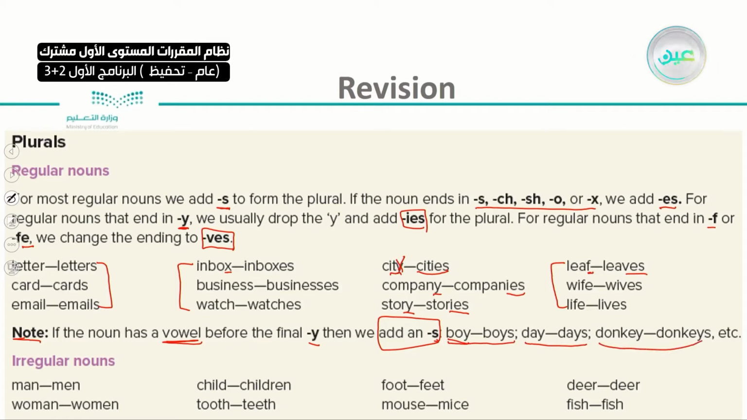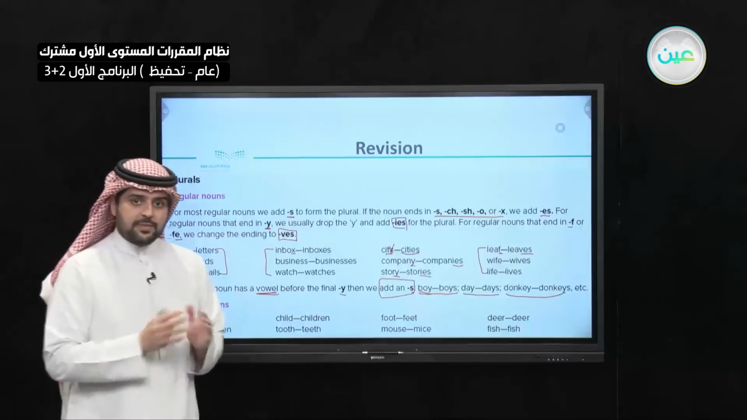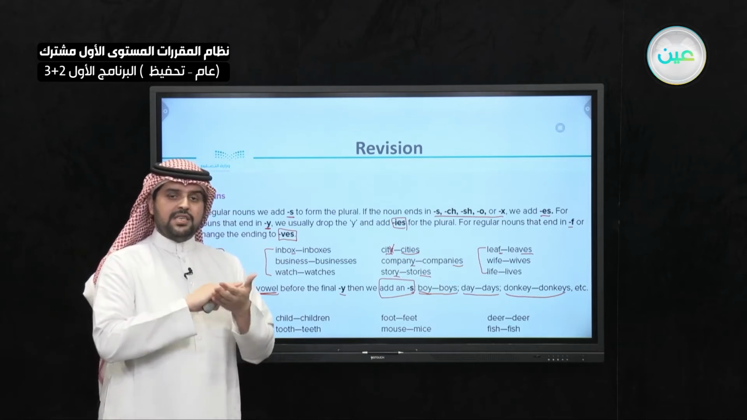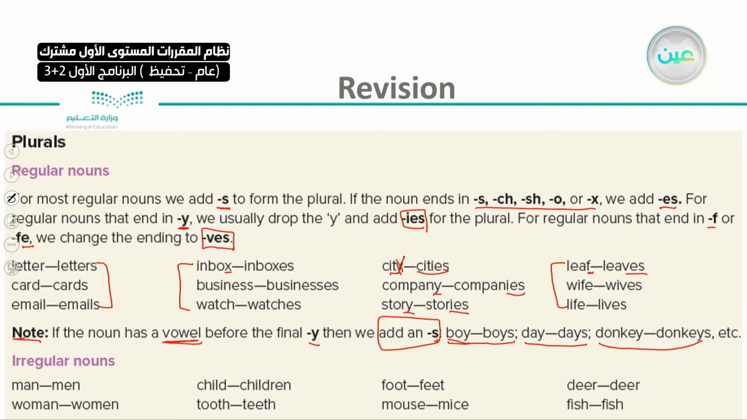And the irregular nouns, what does irregular mean? Irregular means that you don't have any pattern. There's no specific pattern for them, whether the noun changes completely or it doesn't change at all. Here are some examples: man, men, woman, women, child, children, tooth and teeth, foot, feet, mouse, mice. And the last ones are the ones that don't change at all. Deer becomes deer, fish becomes fish.